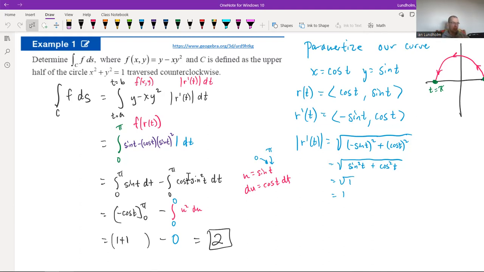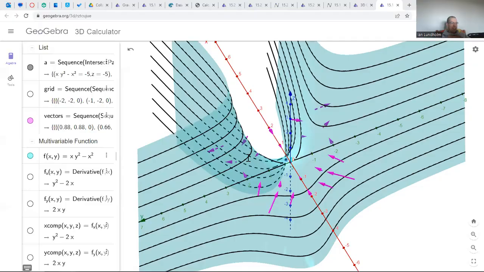Let's go ahead and take a look at GeoGebra and hopefully gain some insight into what we just did.